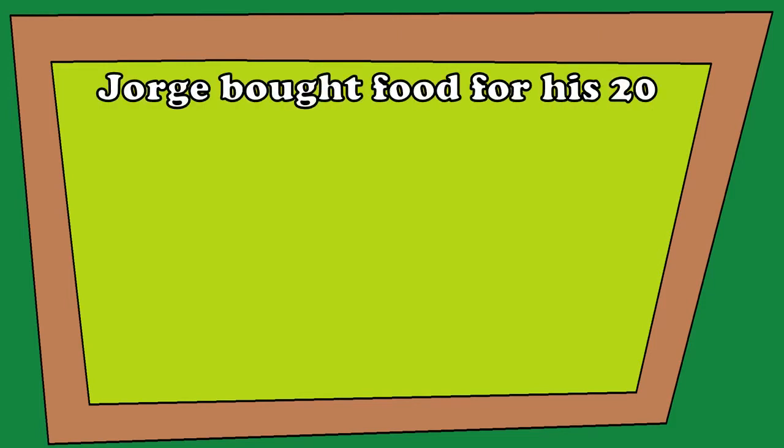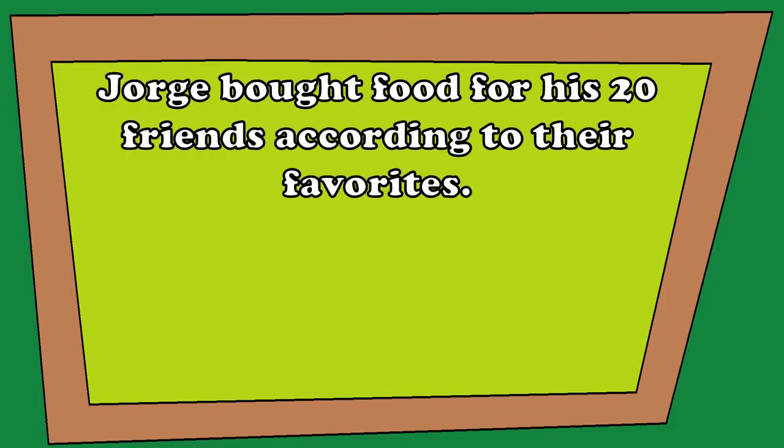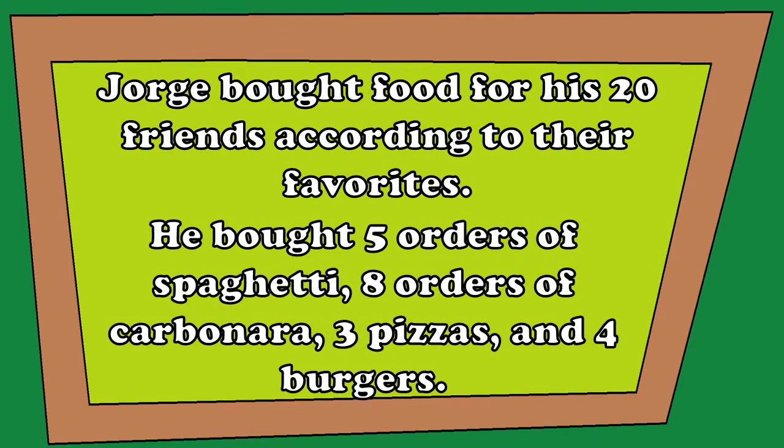Let's read this information. George bought food for his 20 friends according to their favorites. He bought 5 orders of spaghetti, 8 orders of carbonara, 3 pizzas, and 4 burgers. Again, George bought food for his 20 friends according to their favorites.